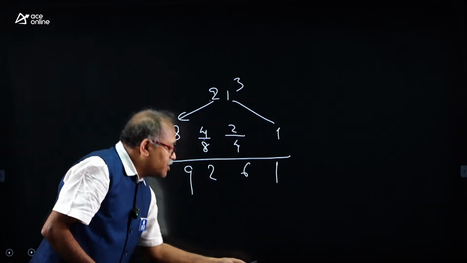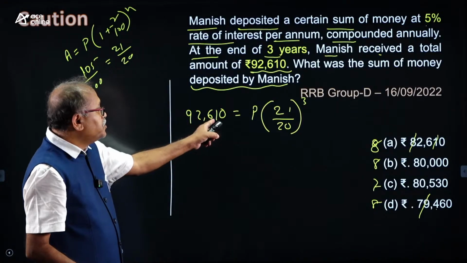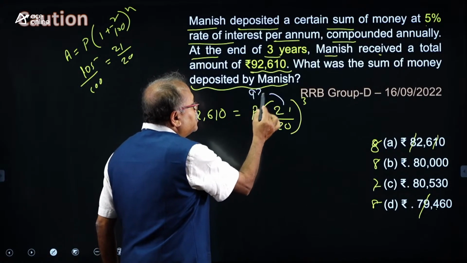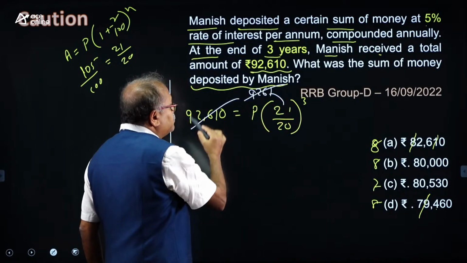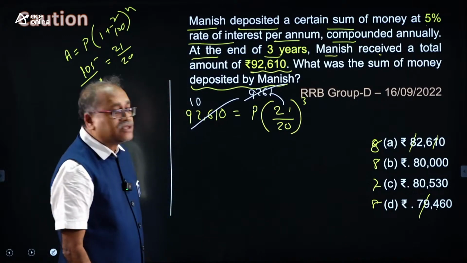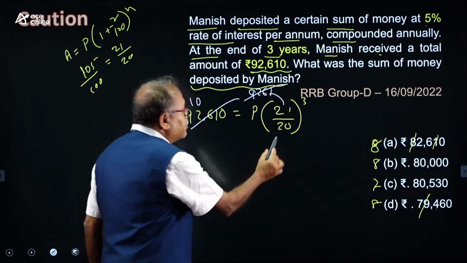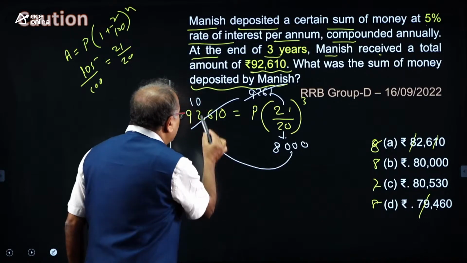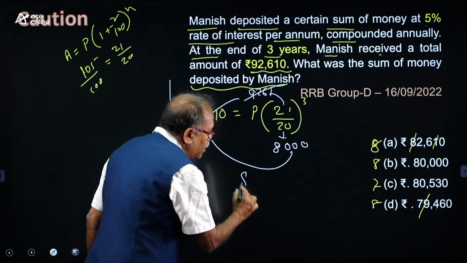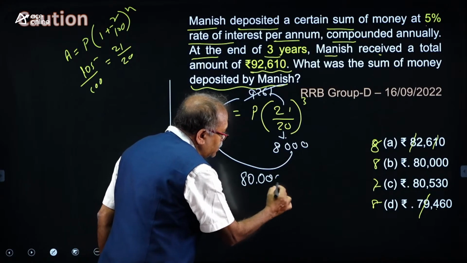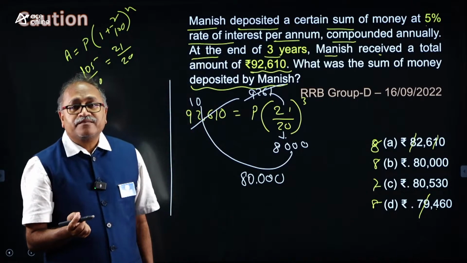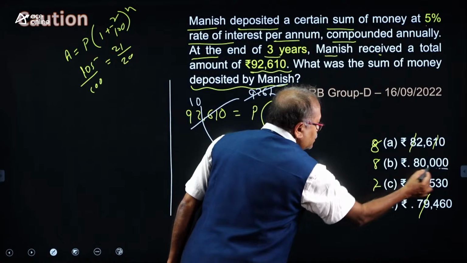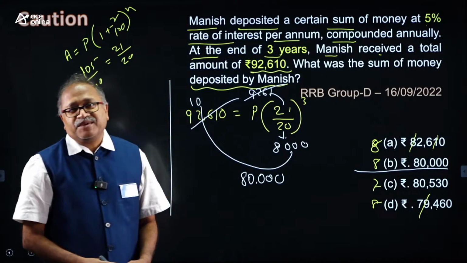And look at the way the question was given, 92,610, and we know 21 cube is 9261. So, how many times does it get cancelled? 10 times it gets cancelled. And what about this one? This one is cube of 20, 8,000 into 10, I will be getting the answer as 80,000, P is equal to 80,000. Right, my friends, anywhere 80,000 is there? Option choice B.